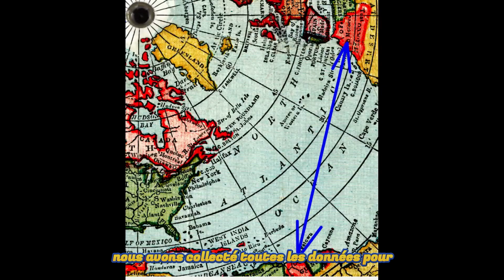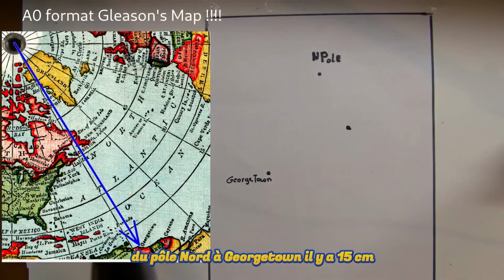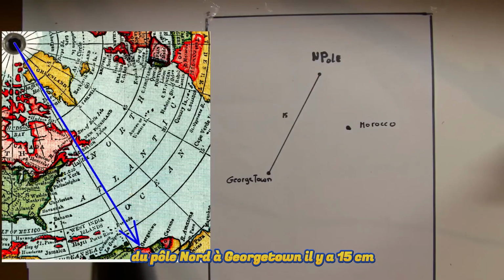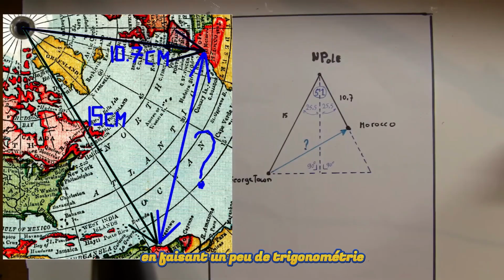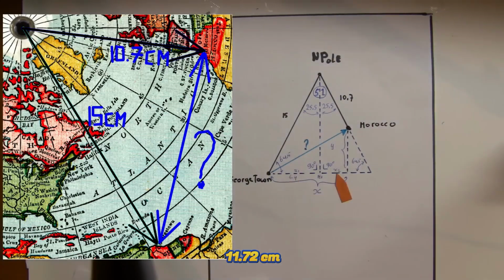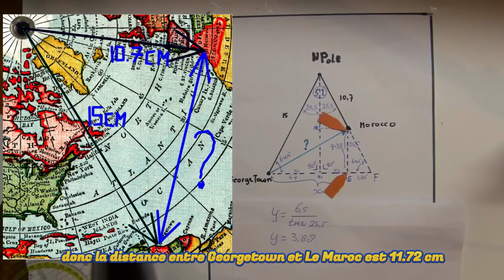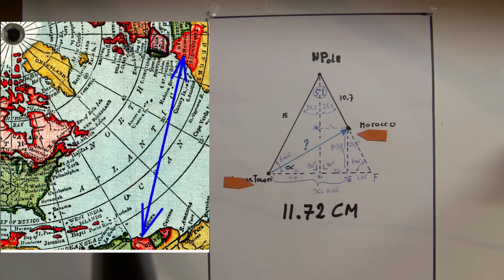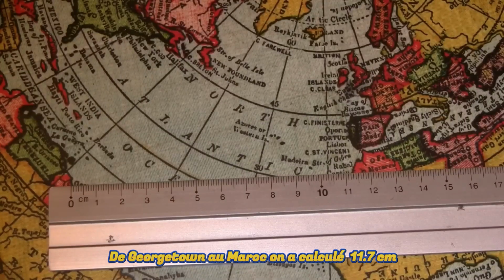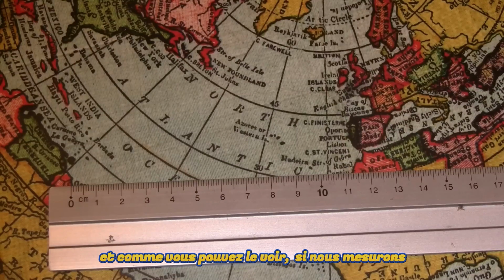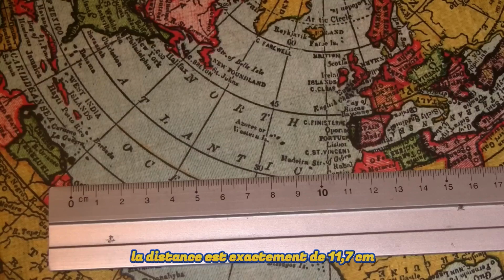We have collected all the data to calculate the distance between Georgetown and Morocco. From the North Pole to Georgetown is 15 centimeters. From the North Pole to Morocco, 10.7 centimeters. By doing some trigonometry, we found the answer of 11.72 centimeters. So the distance between Georgetown and Morocco is 11.72 centimeters. From Georgetown to Morocco, we calculated 11.7 centimeters. And as you can see, if we measure the distance, it is exactly 11.7 centimeters.